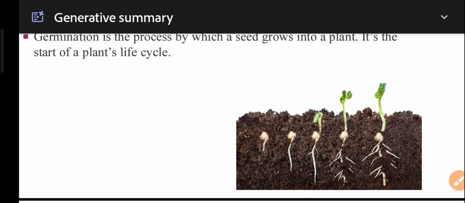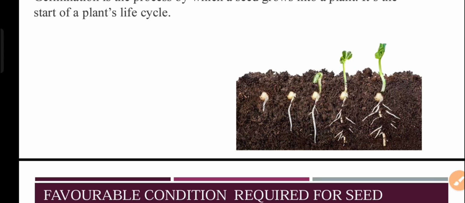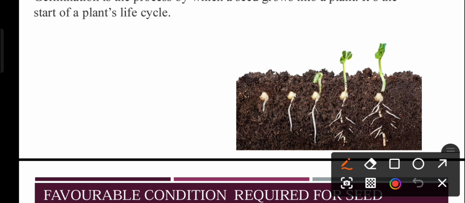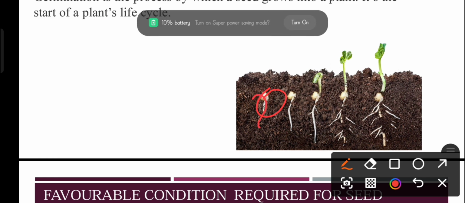So this is the process by which a seed grows into a plant. It's the start of the plant life cycle. See, in this picture, if we sow a seed inside the soil, in the presence of sunlight and water, under favorable conditions, it will germinate.